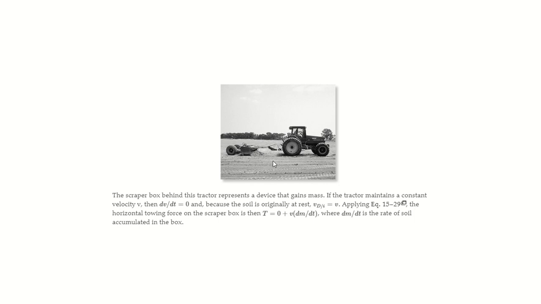So this horizontal towing force on that box, we call this a scraper. The structure, your scraper box, is going to be this much. So T is equal to 0 plus V dm divided by dt. And dm divided by dt is the rate, right? It's kind of like a velocity anyway. Change in mass divided by change in time is the rate of the soil accumulated in that box.